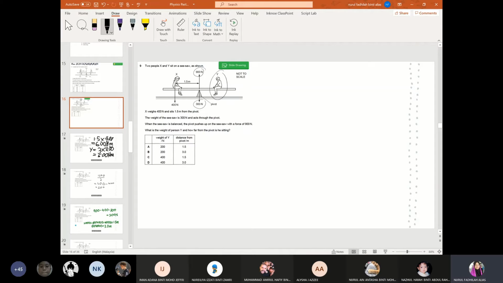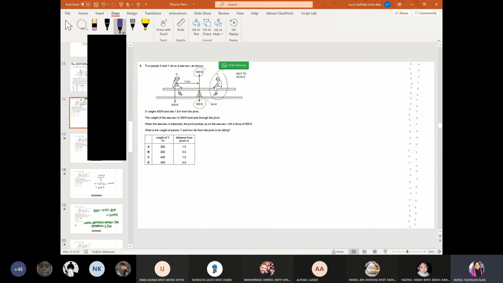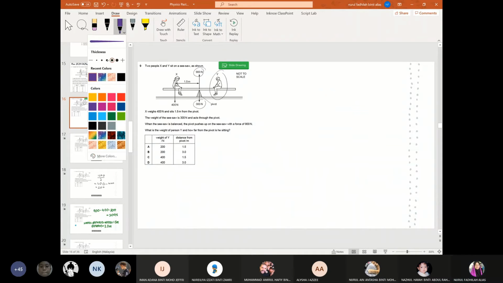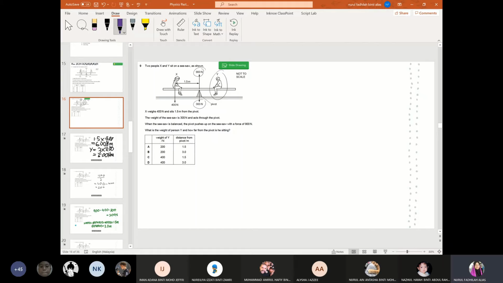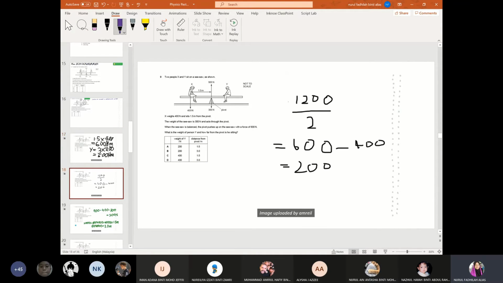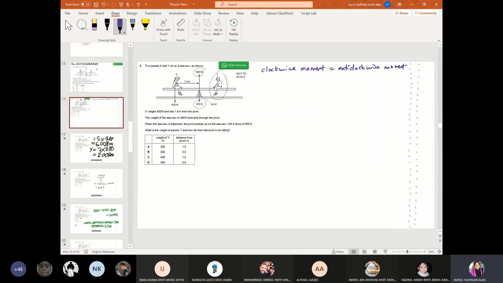Jadi awak kena guna apa ni? Formula which one? Which formula? Okay, you kena guna formula clockwise moment equals to anti-clockwise moment. Okay, jadi bila awak dah guna yang tu, okay, tengok ni, balik masing-masing ni. Okay, so sekarang ni which one is clockwise moment?